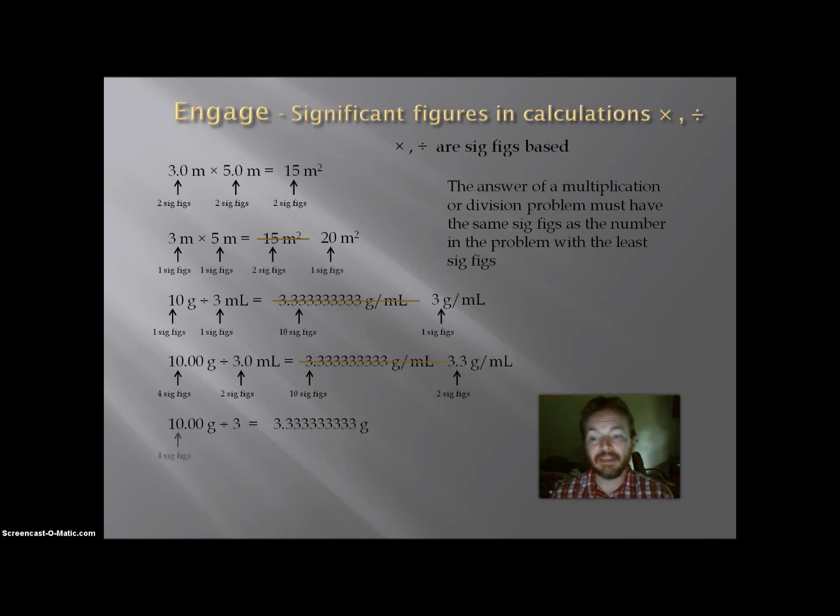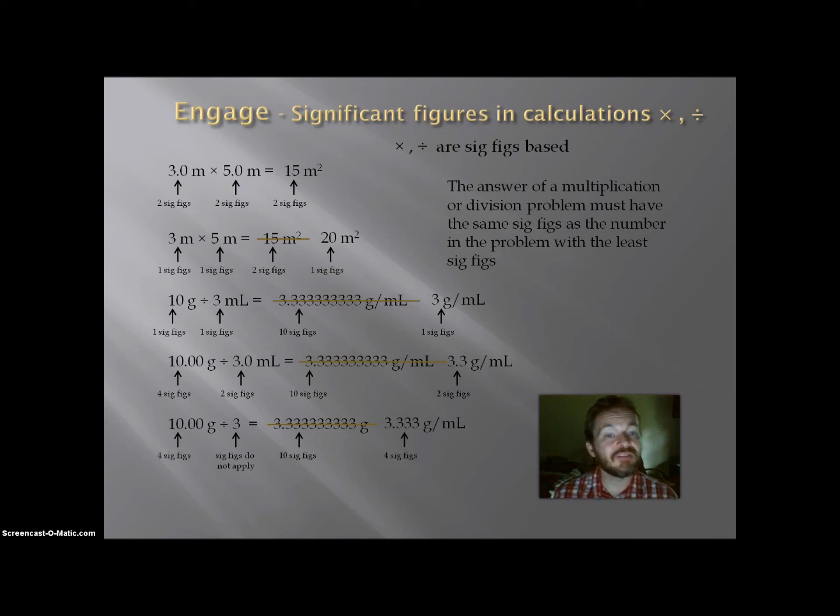In the last example, the 10.00 grams still has 4 sig figs. But in dividing it by 3, that 3 has no unit. With no unit, it is not a measurement, it is a counted number. I'm just taking that 10 grams and dividing it into 3 equal pieces. If I divide it into 3 equal pieces, the counted number, sig figs do not apply. So in my given number, the smallest amount of sig figs is still the 4 sig figs from the 10.00 grams, which is the only sig figs in the problem. That means my answer has to have 4 sig figs. The number from the calculator still has 10 sig figs, so it's not appropriate. I need to round that to 4 sig figs, so 3.333 grams per milliliter becomes the appropriate answer in chemistry.